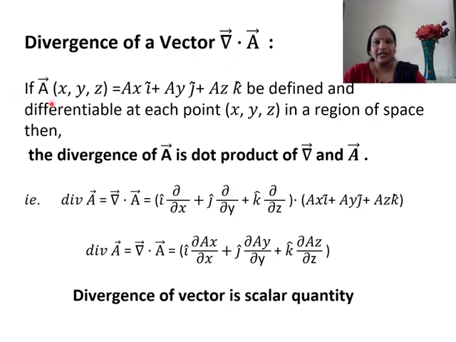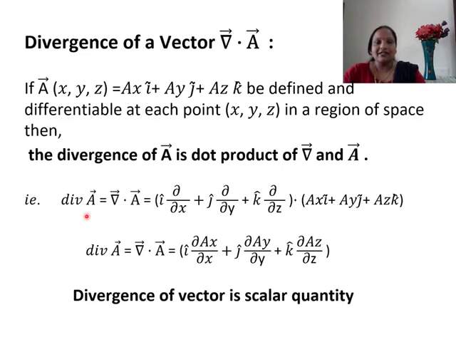If vector A of x, y, z is equal to Ax i cap plus Ay j cap plus Az k cap, be defined and differentiable at each point x, y, z in a region of space, then the divergence of a vector A is the dot product of del and vector A.